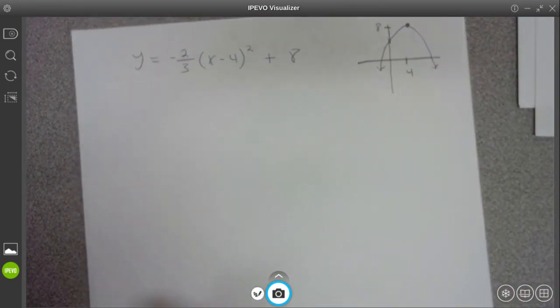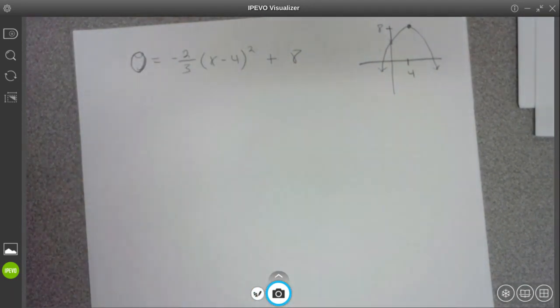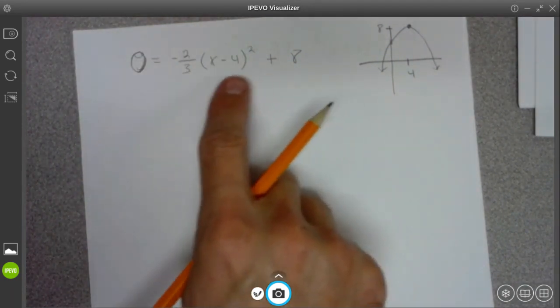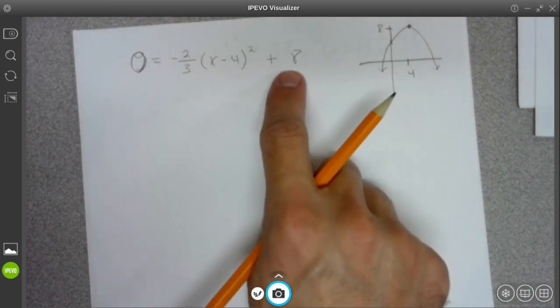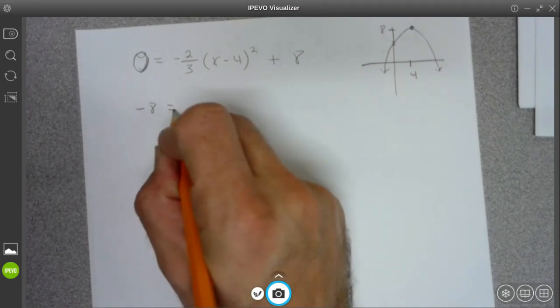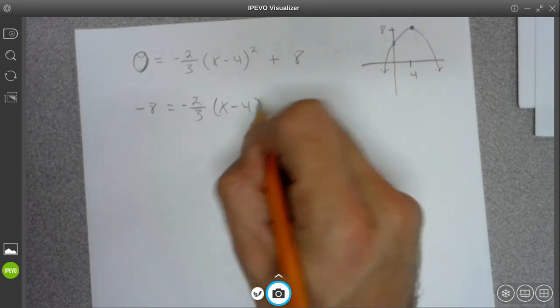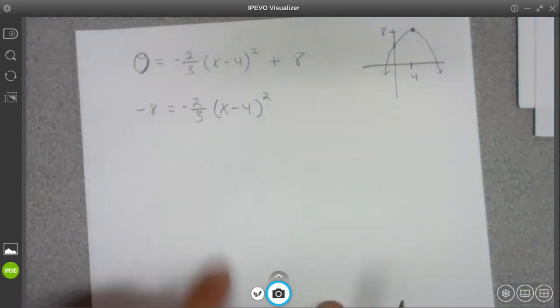Okay. To find the x-intercept, we'll plug in 0 for y. Let's see. We're going to move the 8 over first. So subtract 8. We'll get negative 8 is equal to negative 2/3 x minus 4 squared. And this is the part I wanted to show y'all how to handle.